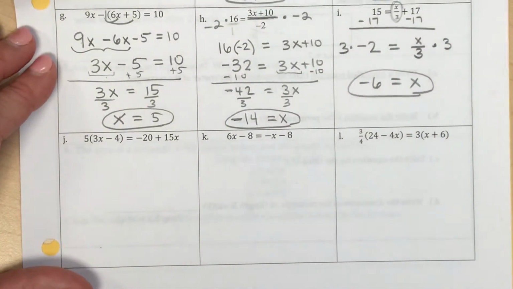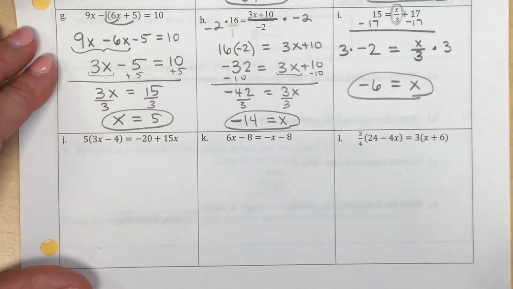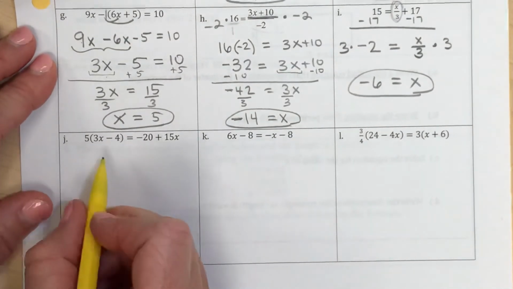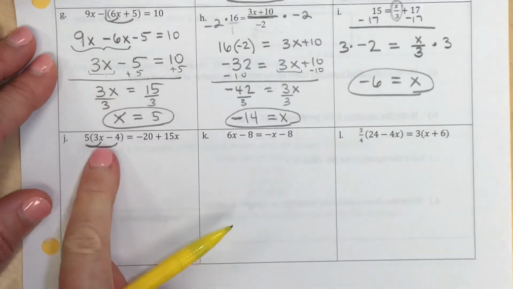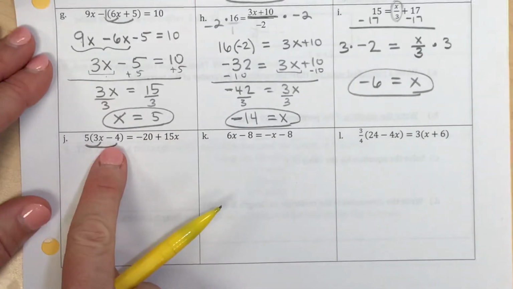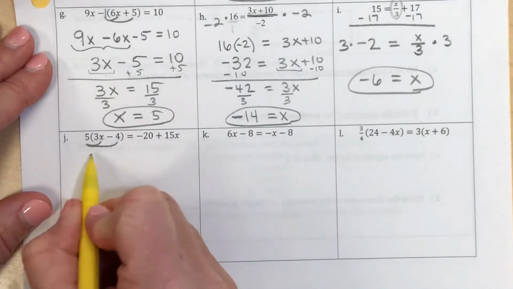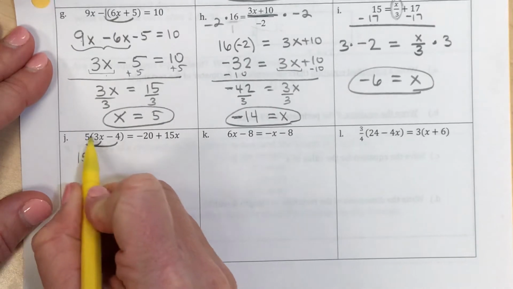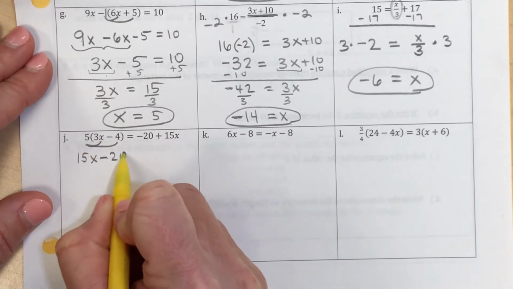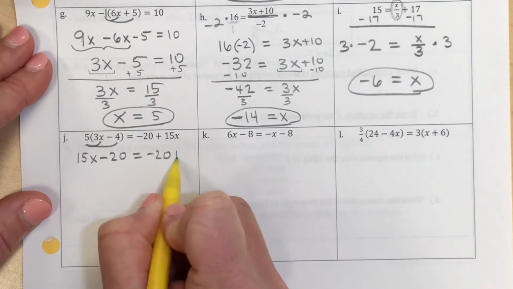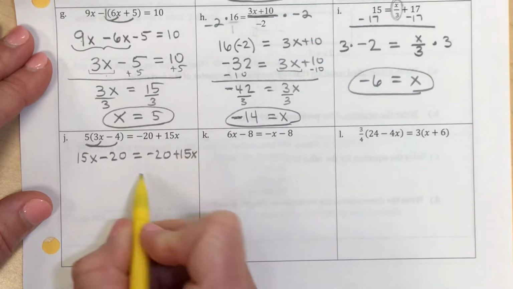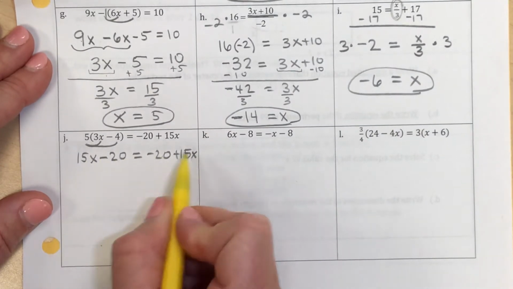Okay, here are the last 3 for Chapter 2 review packet. I'm going to start with distributing on the left side here, because that's what that 5 in front of your group of parentheses means. 5 times 3 is 15x. 5 times 4 is going to be a 20. And now I'm kind of noticing something. I notice these are the same, and I notice those are the same.